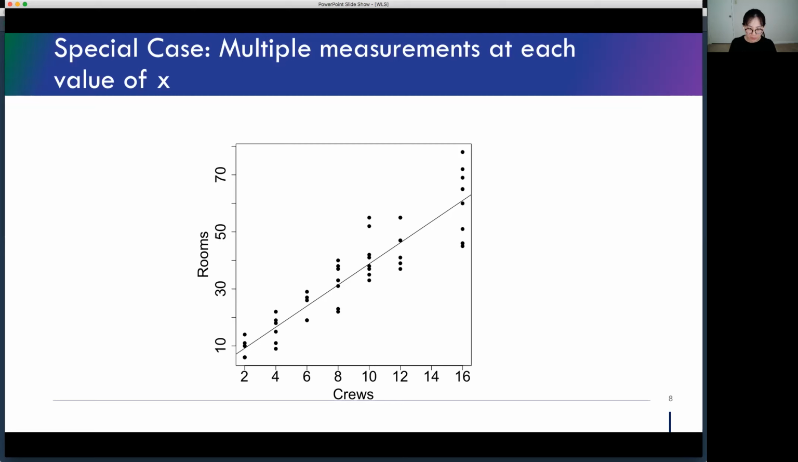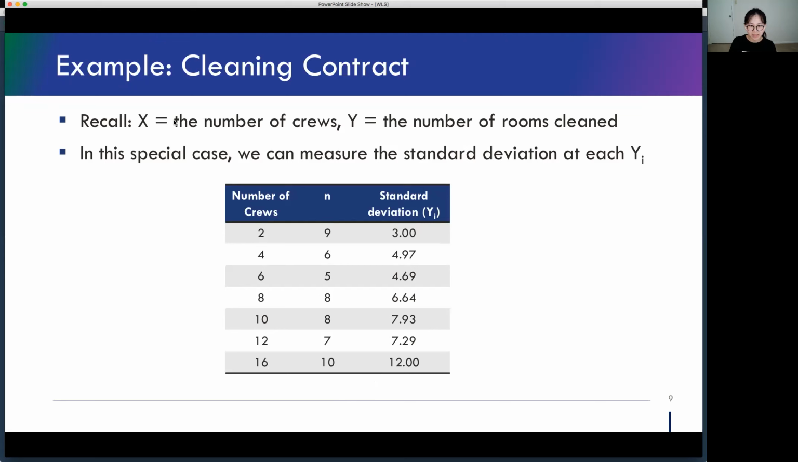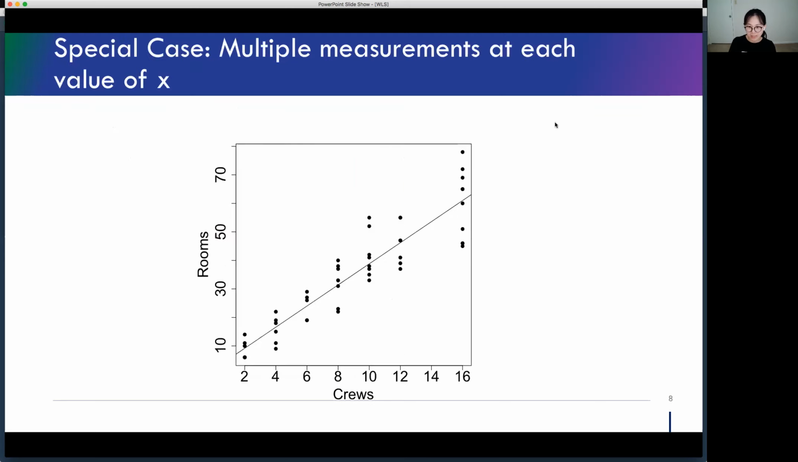Let's go to an example where this is actually a special case. Remember, we worked on an example where x is the number of crews and y is the number of rooms cleaned, and we have multiple days being those multiple points for each distinct value of the crews on the x-axis. So now we have multiple measurements at each value of x.